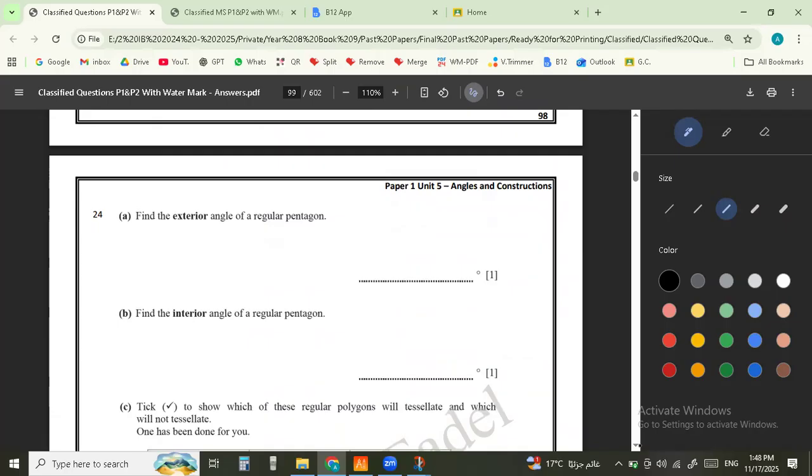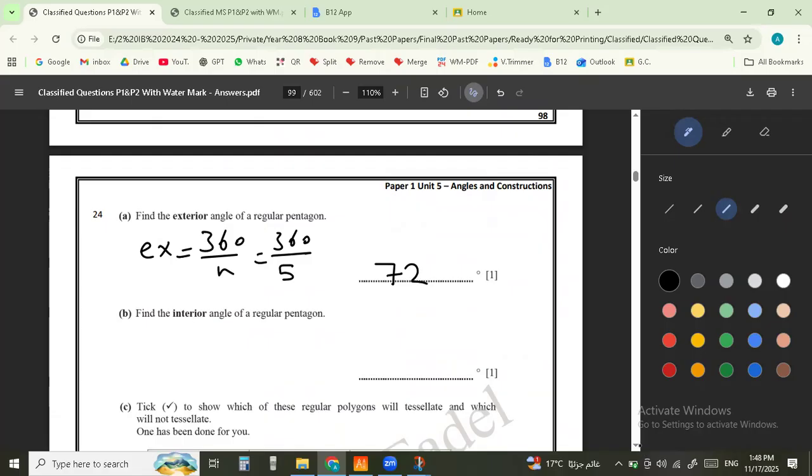Find the exterior angle of a regular pentagon. Mister, exterior equals 360 over n, which is 360 over 5. It's a pentagon, so it's going to give you exactly 72 degrees.